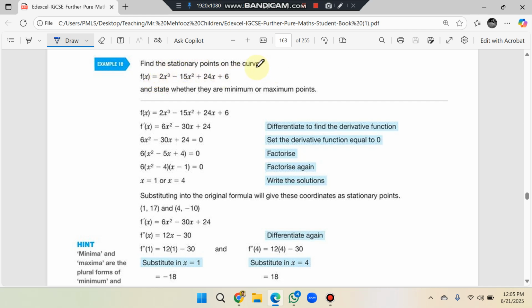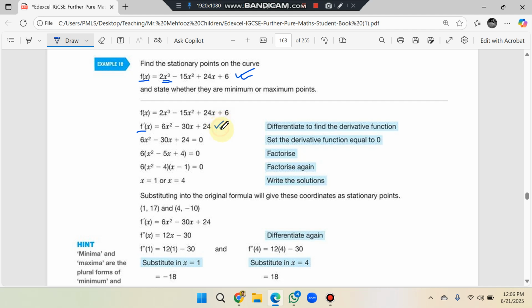Find the stationary points on the curve f of x equals 2x cube minus 15x square plus 24x plus 6. This is our given function, a cubic function, because the cubic power is seen in this function, and state whether they are minimum or maximum points. So we have to find the minimum or maximum points. For that, first of all we have to find the gradient function, and the gradient function will be f prime of x, that is 6x square minus 30x plus 24.